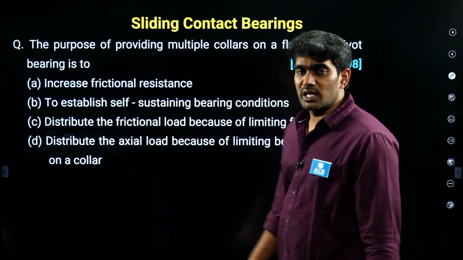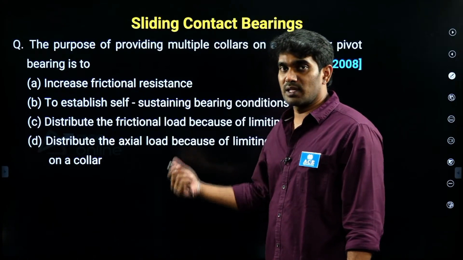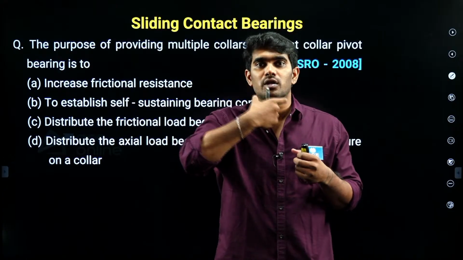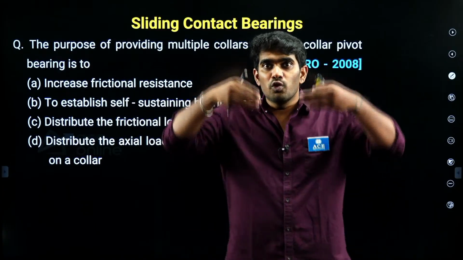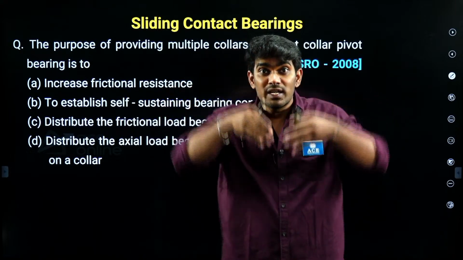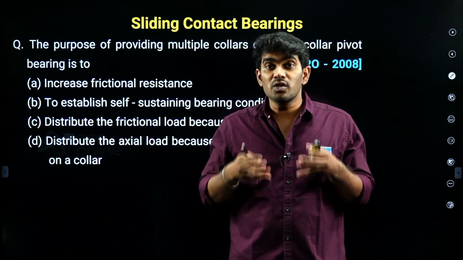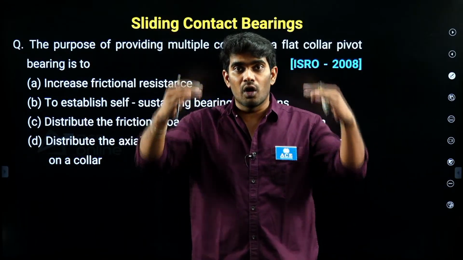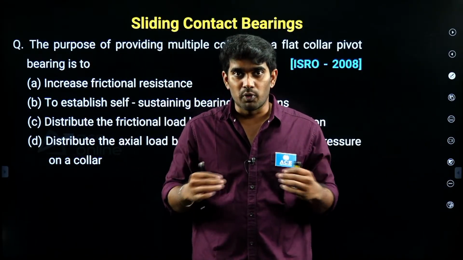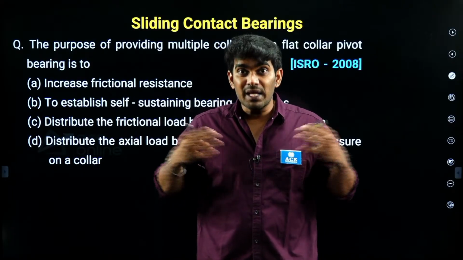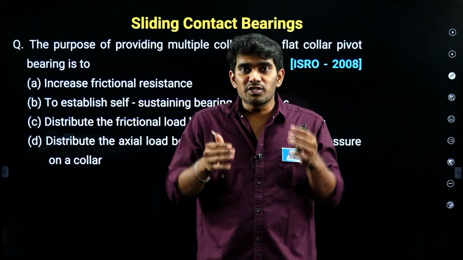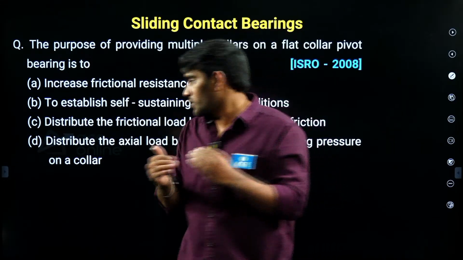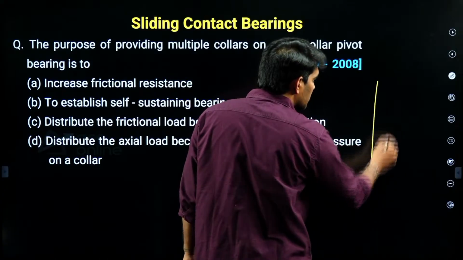We know that there are two different types here: pivot or footstep bearing as well as collar bearing. To the shaft we can have a collar. If the load acting on the shaft is very large, in such a situation we require a very big collar to transfer the load to the support. If the space available is very small, we go with multiple collars. As we go with multiple collars, what will happen? The same shaft. Observe, this is the shaft.